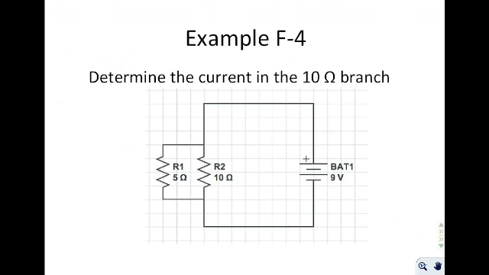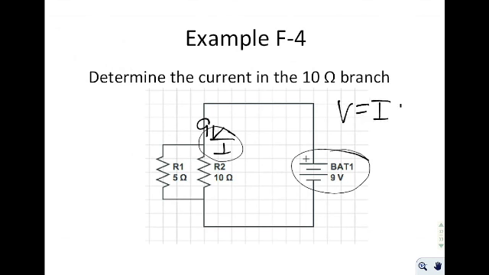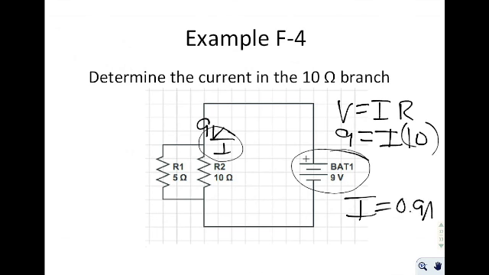The last one that we have says determine the current in the 10 ohm branch. So I want to know what the current is here. Well, there's not a whole lot to go on except for the fact that I know I've got the battery, which means that this right here is 9 volts in that branch. I can then use Ohm's law, V equals IR. 9 equals I times 10. Divide both sides by 10, and the current is 0.9 amps.